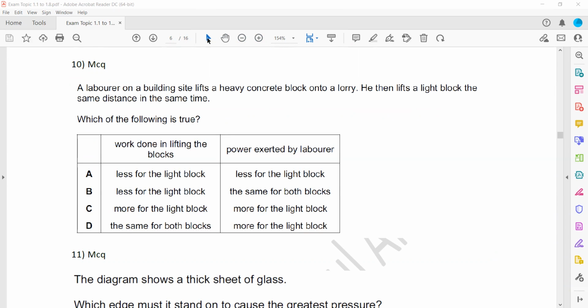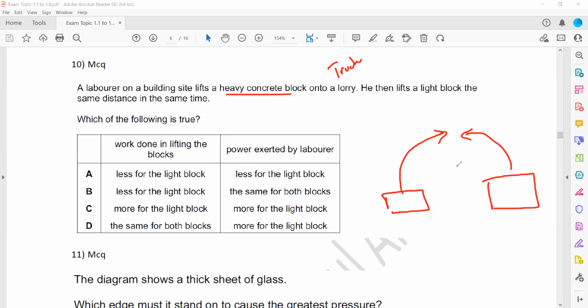In question 10, a laborer on a building site lifts a heavy concrete block onto a lorry. Lorry means truck. So there is a worker lifting a heavy block and placing it on the truck. He then lifts a lighter block, now lifting a smaller, lighter block to the same height and the same distance on the truck. Which of the following is true? Look, what about the work done? Work done is equal to force multiplied by distance.